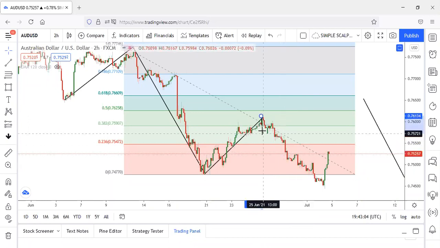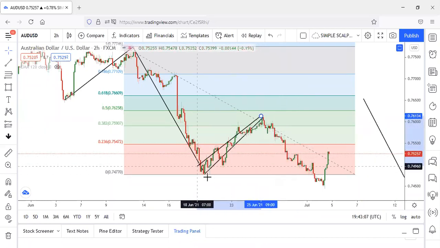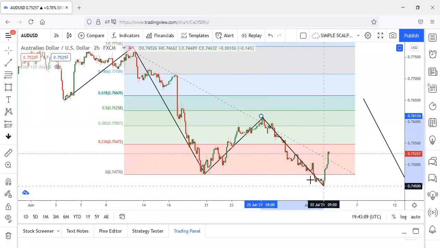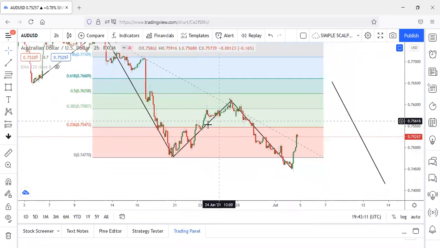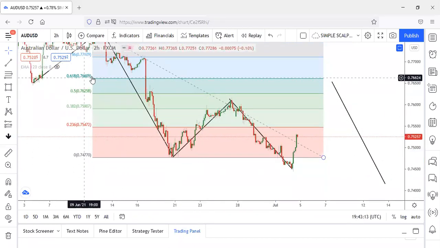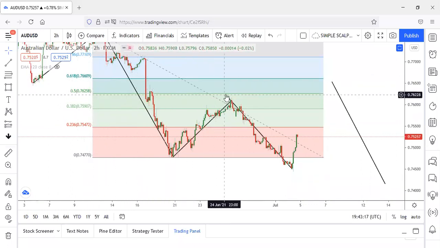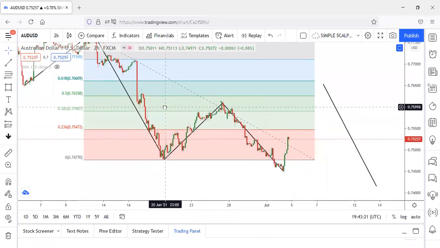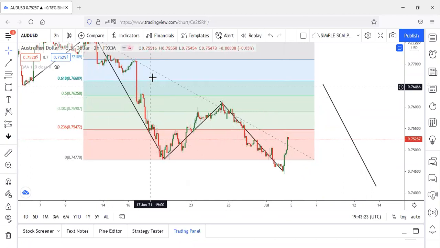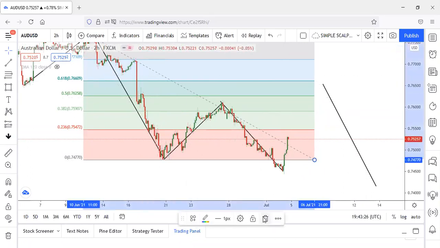This is the move. This move has come down to break this structure, but this level failed to come to either 61.8 or 50.0 as the minimum level we are looking out for. Okay, so since that has happened, let's take the fib off.